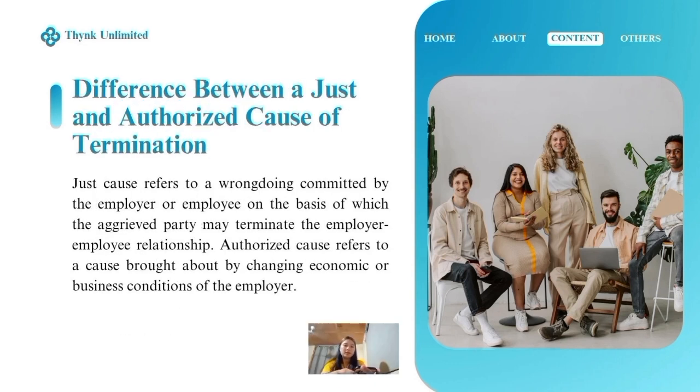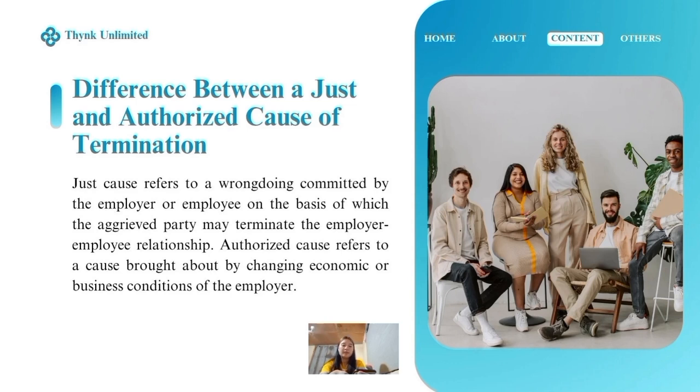And my last topic to discuss is all about the difference between a just and an authorized cause of termination. Just cause refers to a wrongdoing committed by the employer or employee on the basis of which the aggrieved party may terminate an employment relationship. Authorized cause refers to the cause brought about by the changing economic or business condition of the employer.